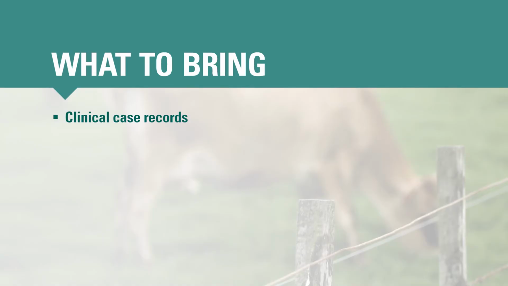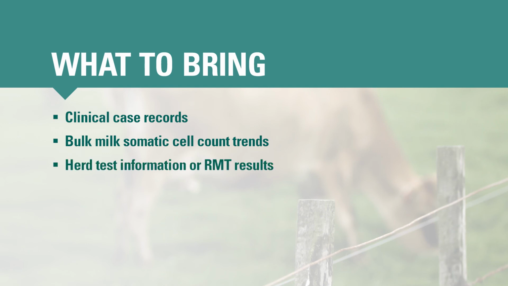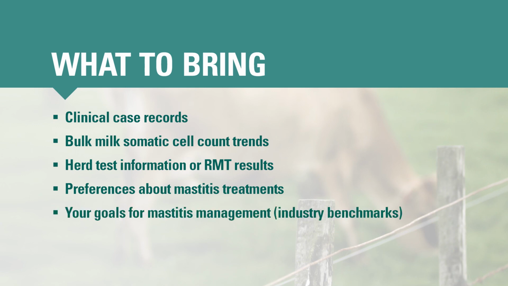grades. So in summary, here again is a list of what to bring to your dry cow consult: clinical case records, bulk milk somatic cell count trends, herd test info or RMT results, impressions and preferences about lactating and dry cow treatments, and your goals for mastitis management. If you bring all this to your dry cow consult, you'll be able to talk with your vet and get a clear picture of where you are now, where you want to be, and how best to get there.